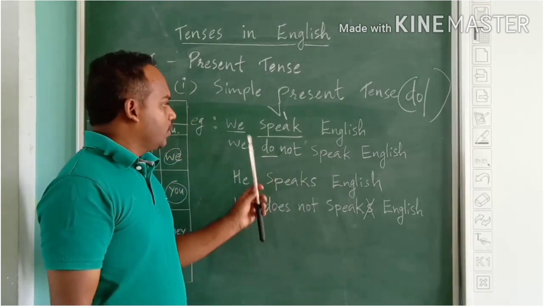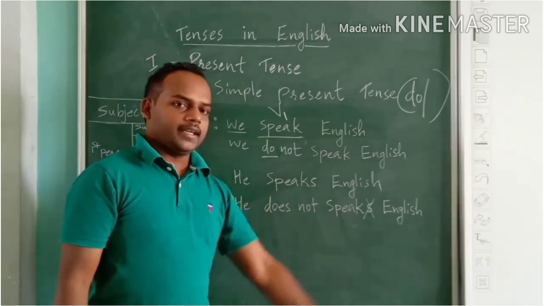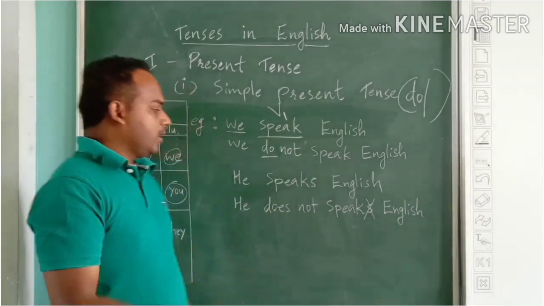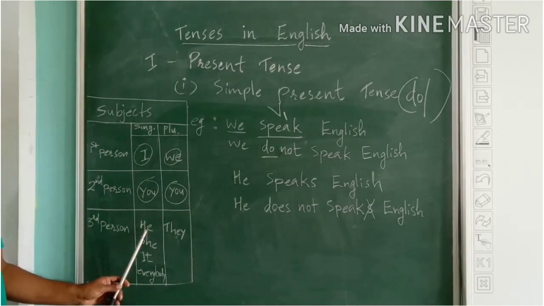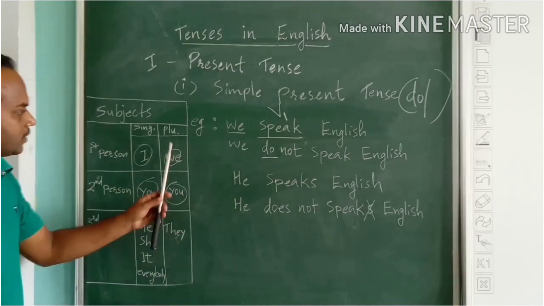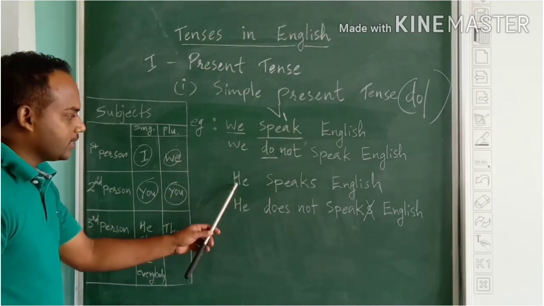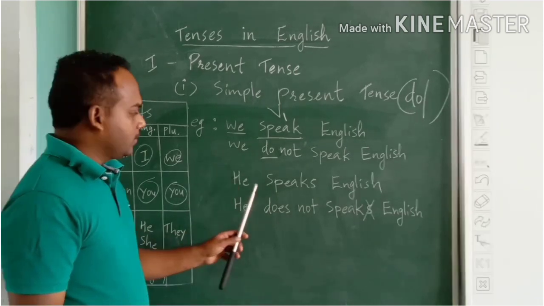You understand? We speak English. When we make negative, we do not speak English. Ready? And the next example, we consider the third person singular subject, he. Here we consider the first person plural, and here we consider the third person singular, he.